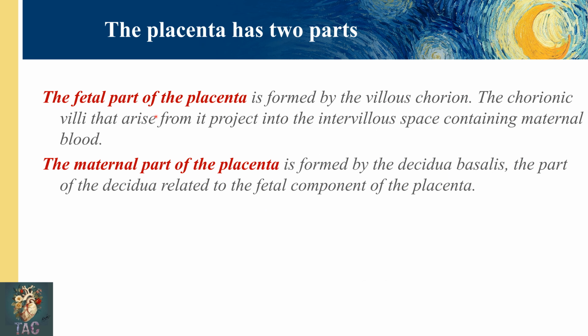Placenta has two parts basically. The fetal part is formed by the villus chorion, the chorionic villi that arise from it project into the intervillous space containing maternal blood, and the maternal part of the placenta is formed by the decidua basalis, the part of the decidua that is related to the fetal component of the placenta.